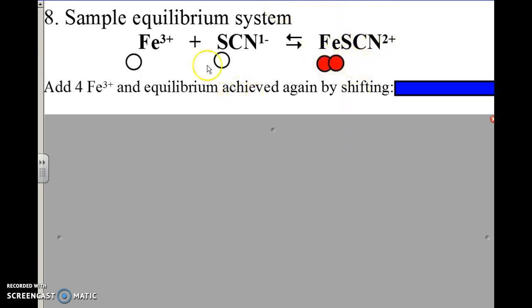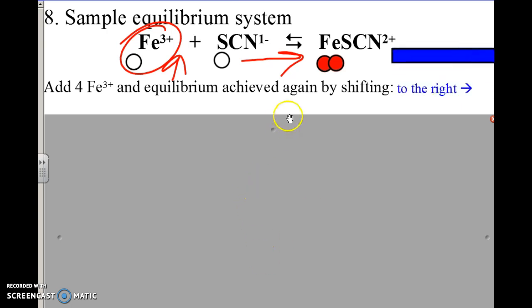So if I add some more Fe, the equilibrium is achieved by shifting in which direction? Think about that for a second. Maybe you can pause the video and see what you can come up with. So we're adding more of this. That is our stress. This is going up, so the reaction should shift to try to use up some of that iron. So it's going to shift in that direction and make more of the red compound.